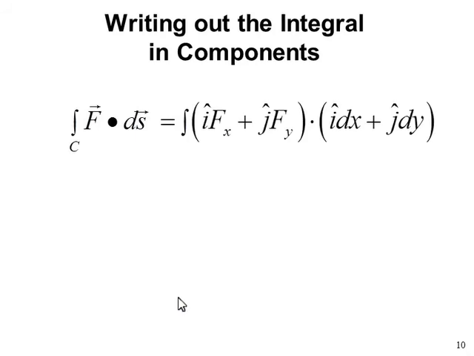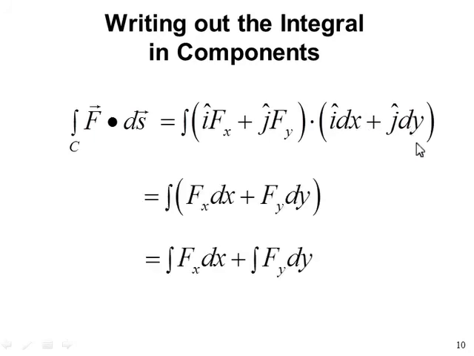The force, F of x, can be written in two components: the component of the force in the x direction and the component of the force in the y direction. That gets dotted into the step ds, which is i dx plus j dy, yielding F sub x, the force in the x direction, dx, plus F sub y dy, which can be split into two integrals from the start point to the final point along the curve, F of x dx plus F of y dy.